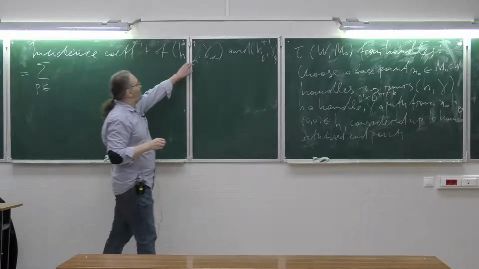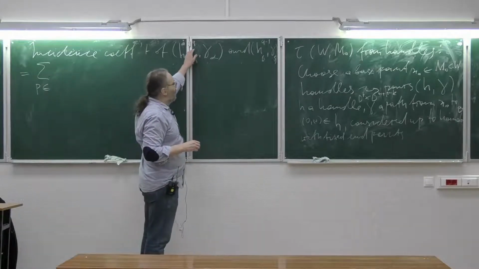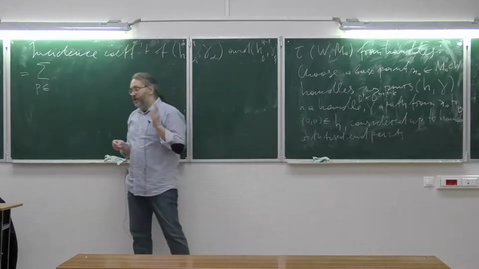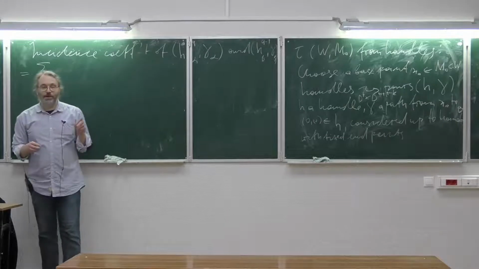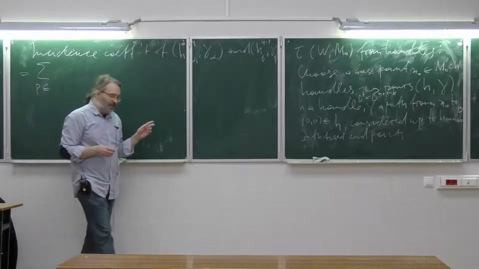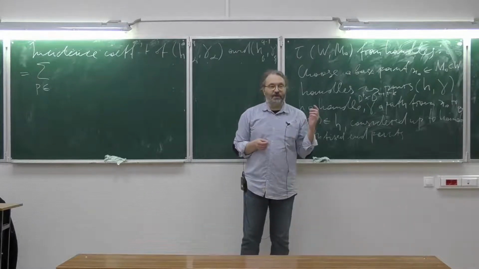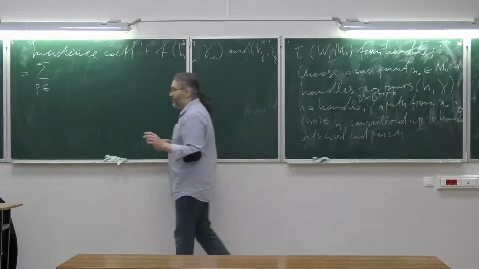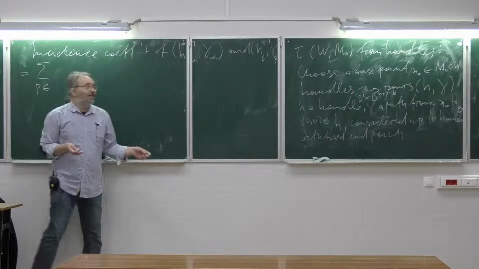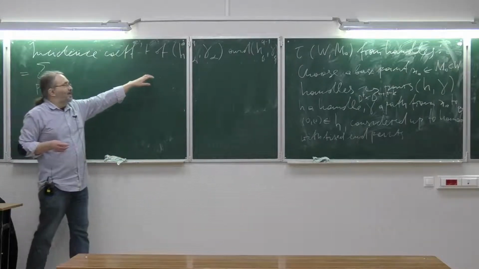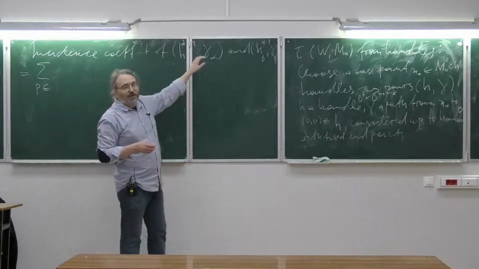Well, suppose we have one handle of index q and another handle of index q minus 1. In the H-cobordism case, we needed to intersect the attaching sphere of one of them with the belt sphere of the other. Now, let's try to remember which sphere goes where.